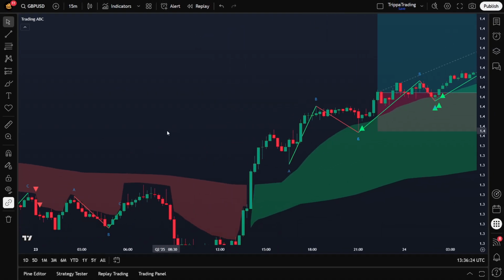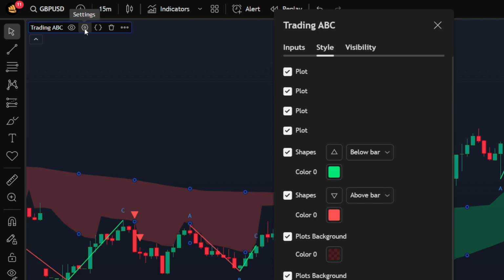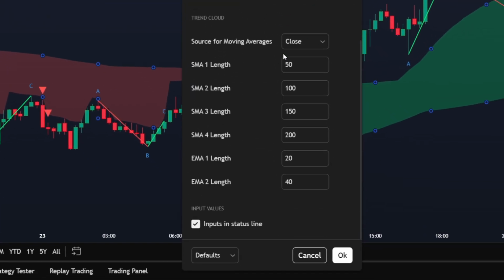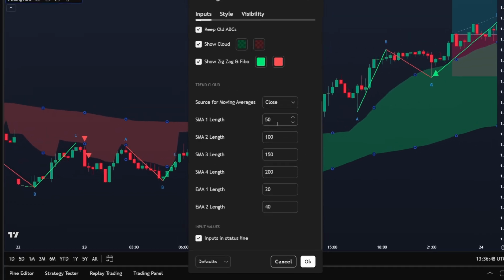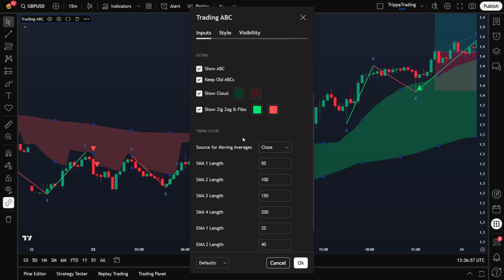Now, real quick, let's talk settings. Once you add the indicator to your chart, hit that little gear icon. Under the Inputs tab, you'll see the Trend Cloud section. It's built using a combo of moving averages. You've got both SMA and EMA values there, and they control how the green or red cloud reacts to price. You can tweak them to make the cloud more responsive or smoother, depending on your trading style. Lower values equal faster reactions. Higher values equal smoother trends.